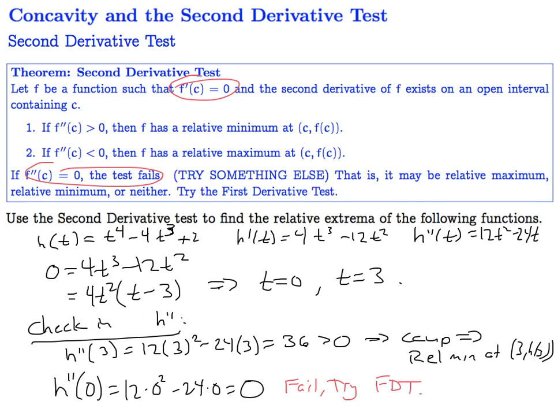Most of the tests from this section were very similar to tests we'd previously seen. The key is that concavity and the second derivative test use the second derivative, whereas increasing and decreasing and the first derivative test use the first derivative.